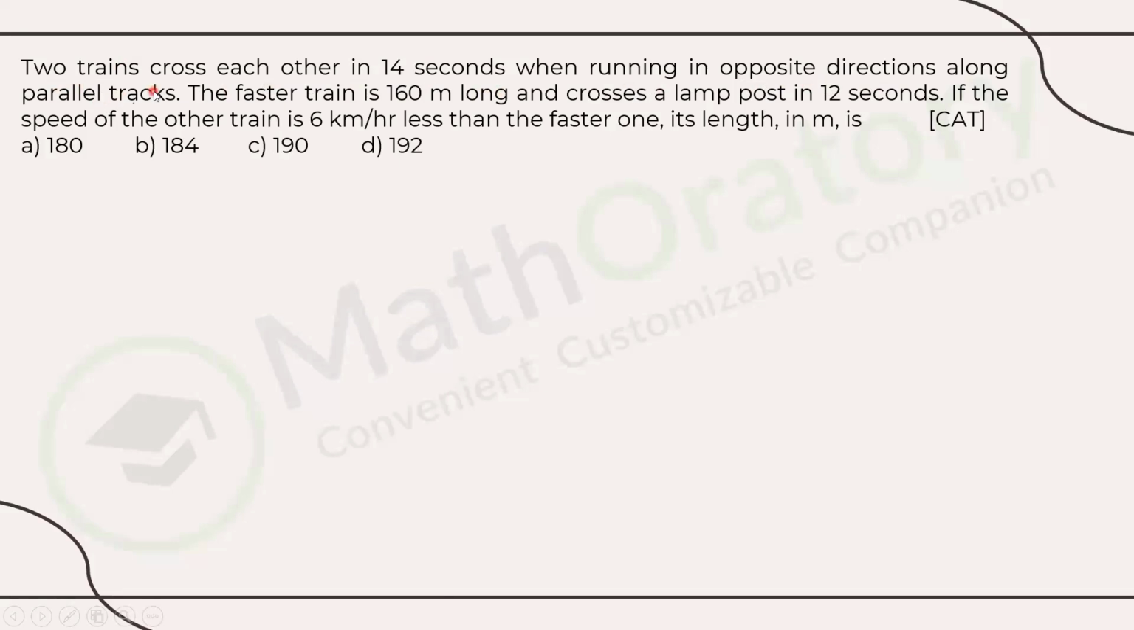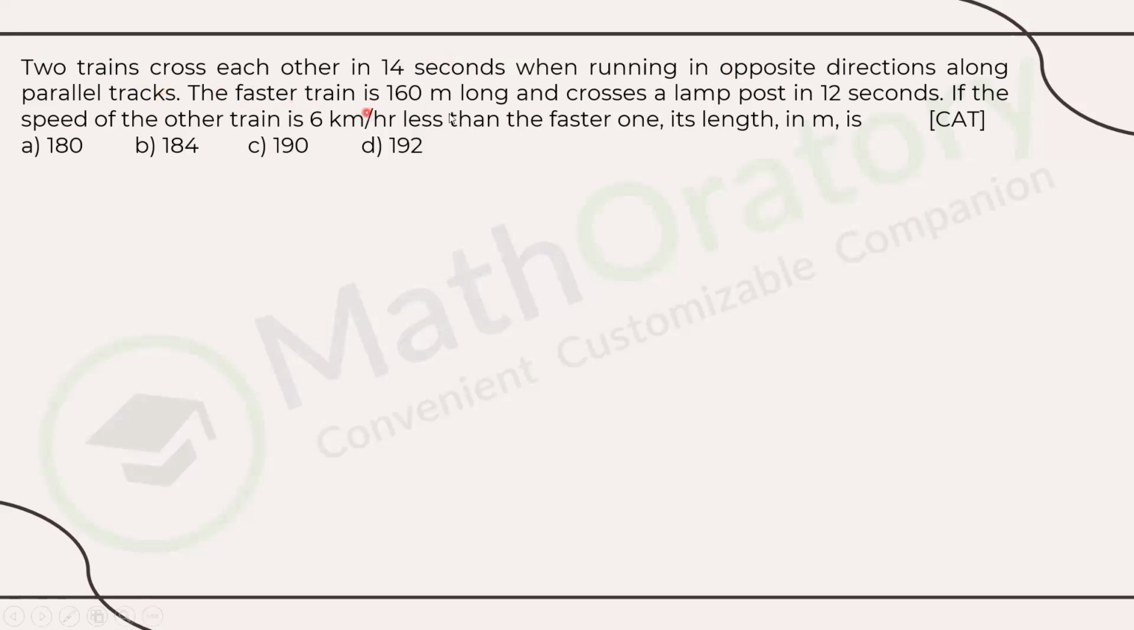Fair. So when one object is crossing another object, the distance that needs to be covered is always the sum of the lengths of the two objects, right? Right. And because both the trains are moving in opposite directions, the relative speed will be the sum of the individual speeds. And the time is given. So far, we don't know the length of the trains or the speeds of the trains. So let's hold that for now.